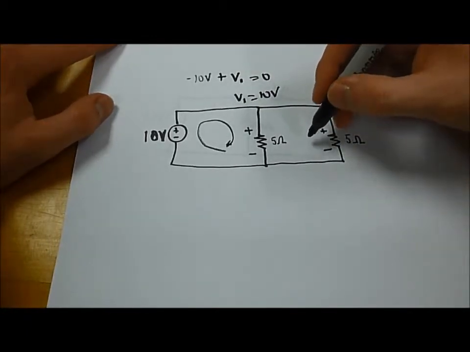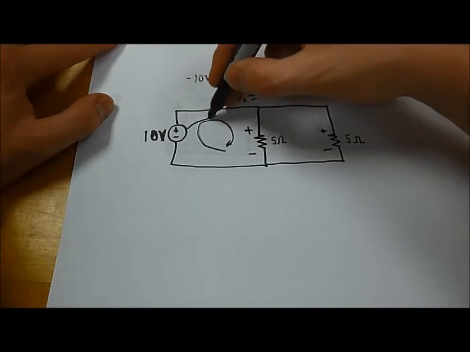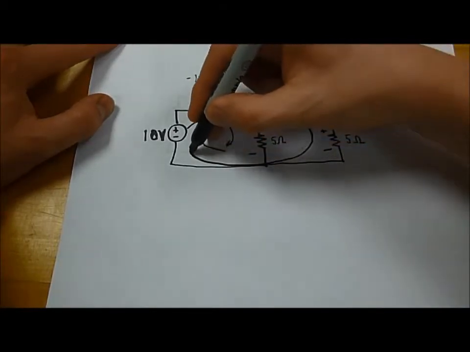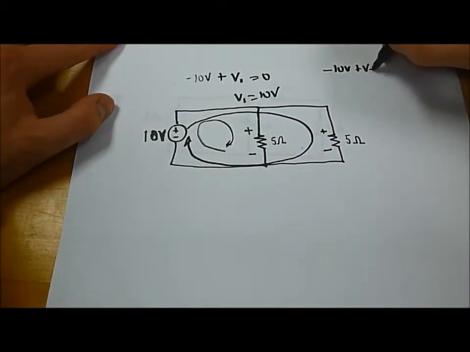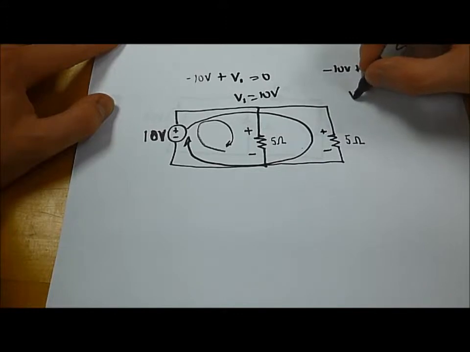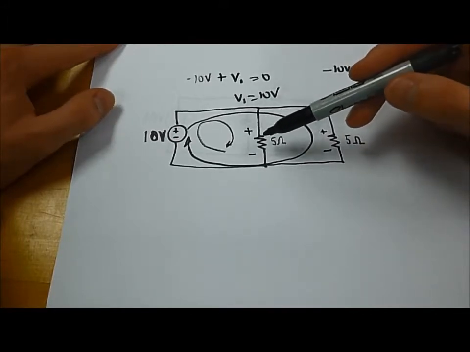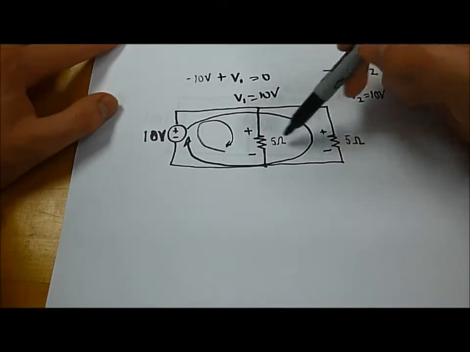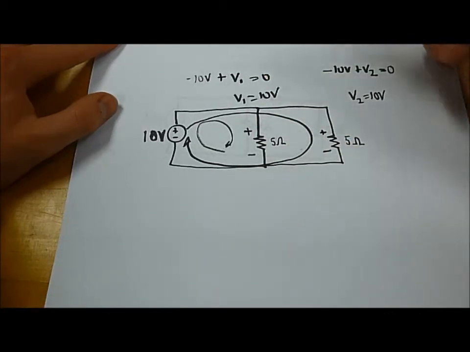Now, drawing another loop from our voltage source to the far resistor, we will get minus 10 volts plus V2 will equal 0. This means the voltage dropped across this resistor, or V2, will be equal to 10 volts as well. This makes sense because the voltage should be the same across all things in parallel, such as these two resistors and the source, which are all energized at 10 volts.